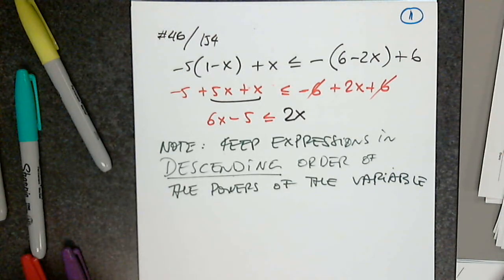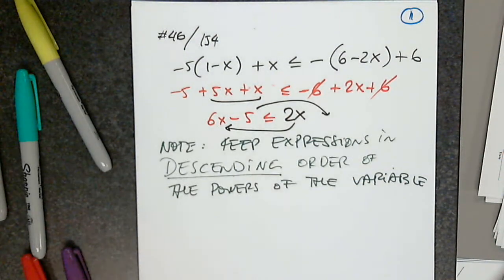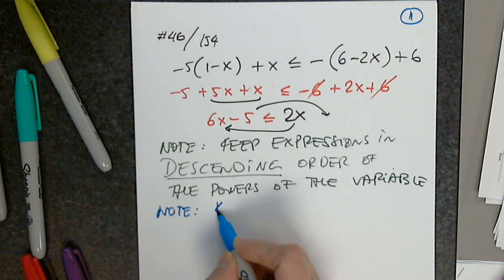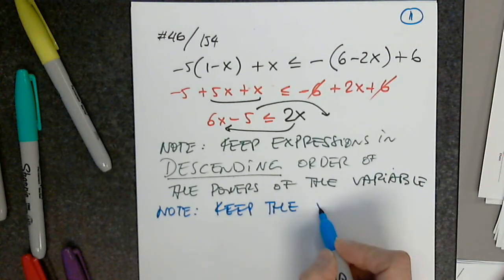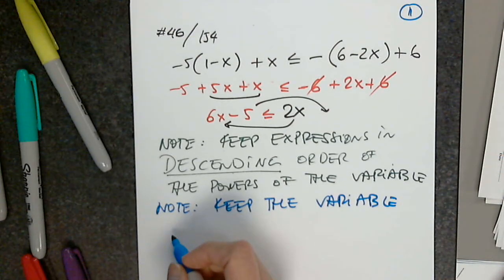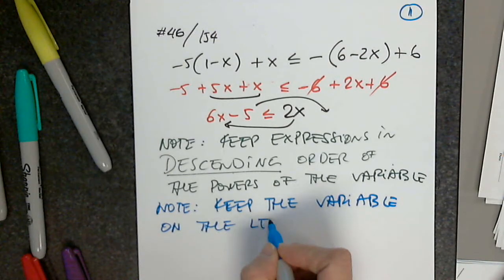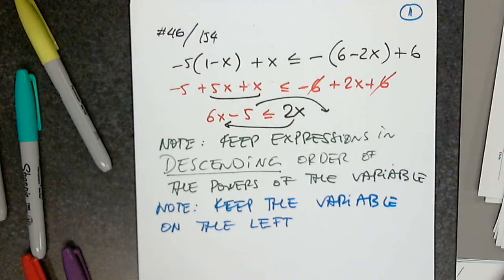Here's what I would do. It's not the only way. I accept other methods, of course. I would do this. That's another habit of mine that I highly recommend. Try. Sometimes it's not worth it. But most of the time, I recommend keeping the variable on the left-hand side. That's another note. Keep the variable, if possible, on the left of the equal symbol or the inequality symbol.